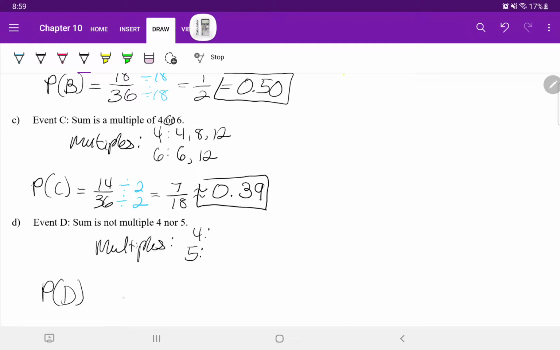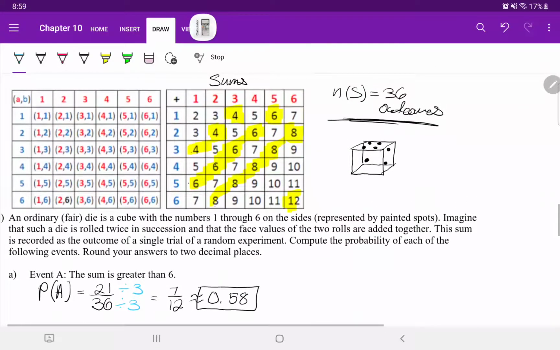Now, what are the multiples of 4? We already did that. That is 4, 8, and 12. For the multiples of 5, numbers we get when we multiply by 5, 5 and 10. If the sum is not a multiple of 4 nor 5, we're disregarding the sums that add up to 4, 8, and 12, and disregarding the sums that add up to 5 and 10, and taking everything else. Those sums are disregarded.